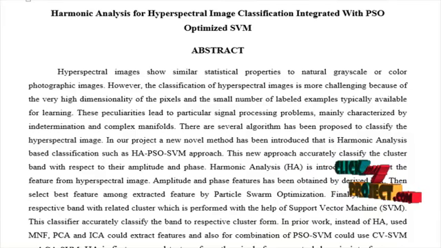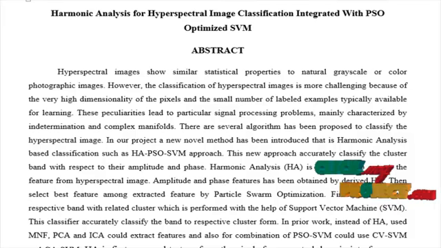Harmonic analysis is introduced to extract the features from the hyperspectral image. Amplitude and phase features are obtained by the derived HA. Then the best features among the extracted features are selected by particle swarm optimization. Finally, the respective band is classified with the related cluster, which is performed with the help of a support vector machine, that is SVM. This classifier accurately classifies the band to the respective cluster form.